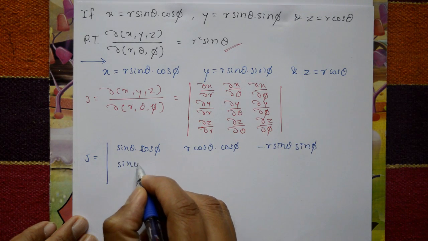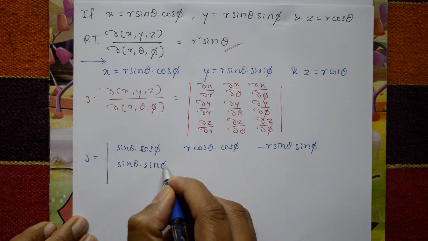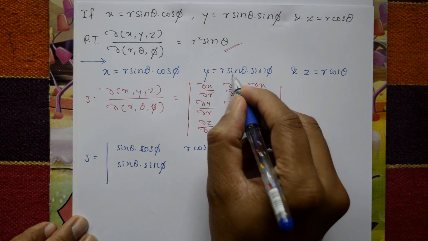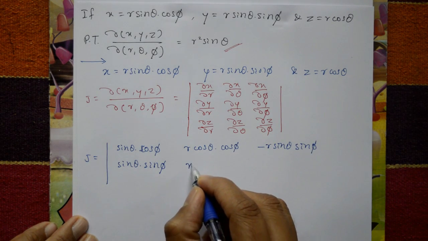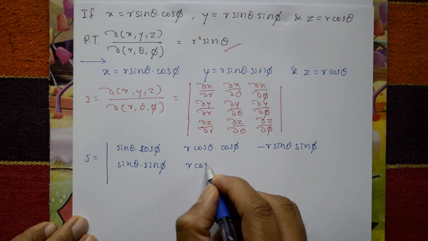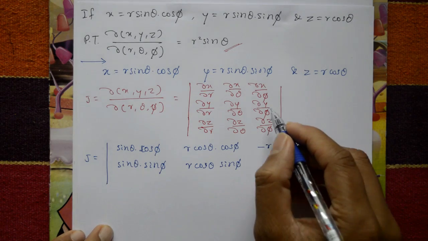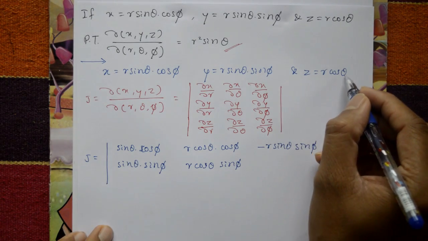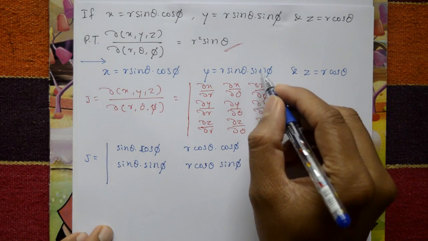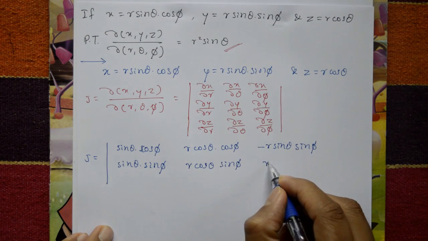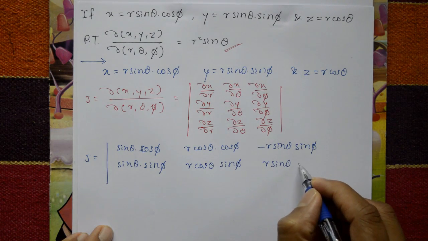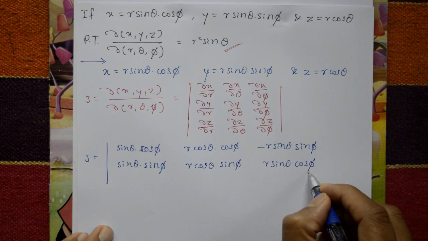Second row, with respect to r, it is sin theta sin phi as it is. With respect to theta means differentiate sin theta only: r is as it is, sin theta becomes cos theta, and sin phi as it is. With respect to phi means r sin theta as it is, sin phi becomes cos phi.